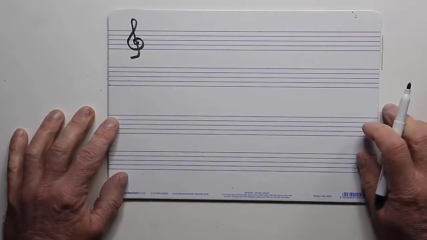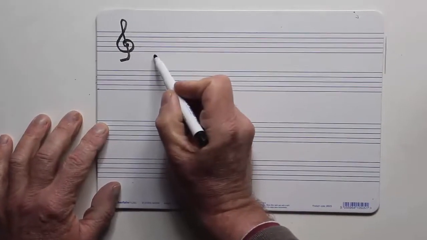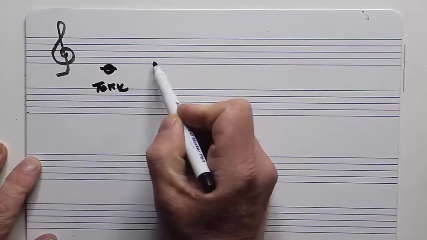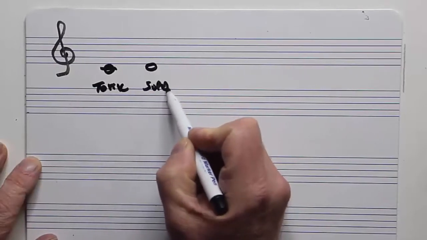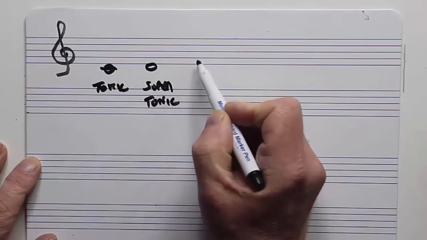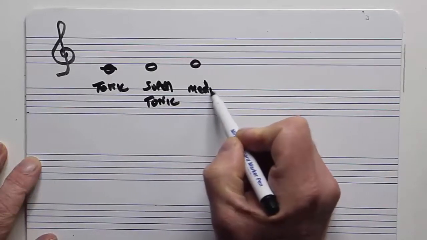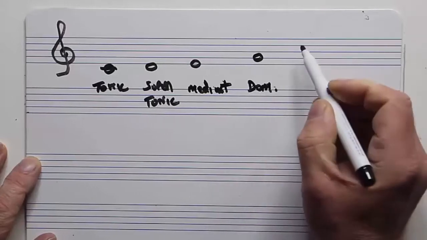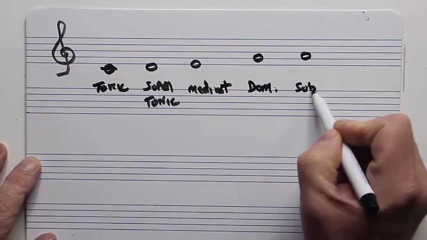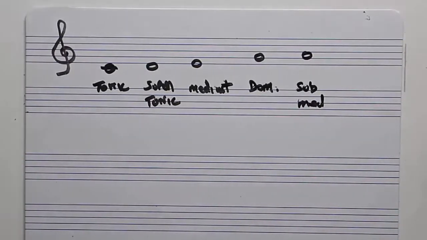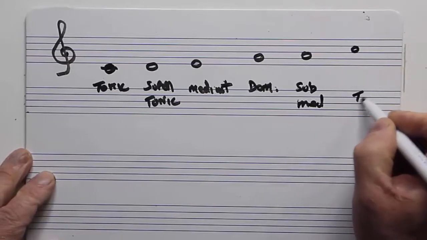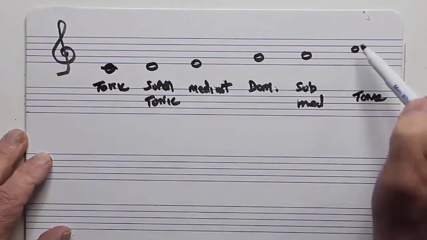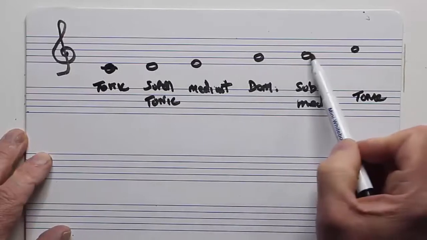Okay, so now we'll look at the pentatonic major scale. This is made up of tonic, supertonic, mediant, dominant, submediant, and then back to tonic. If you notice, it's only five notes if you exclude the octave. So you've got C, D, E, G, and A.